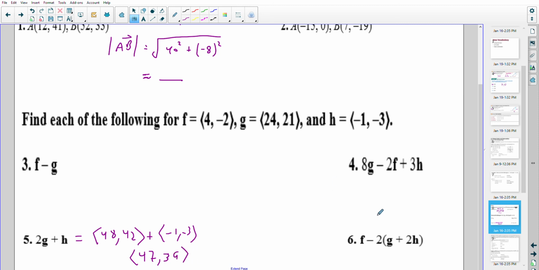And you would do something similar to this. You would remember to do the parentheses first. So you do the sum, and then you would multiply by the 2, and then you do the subtraction. So order of operations still applies on these.